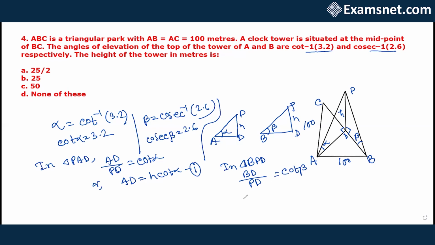Okay, and also the value of BD I will get as H cot beta. Okay, now look at the triangle ABD, this triangle. So here in triangle ABD, what can I write?